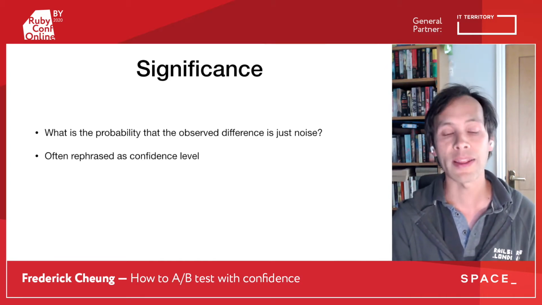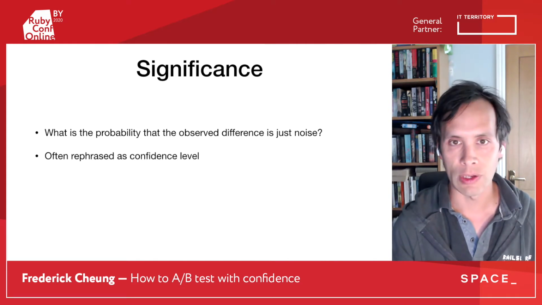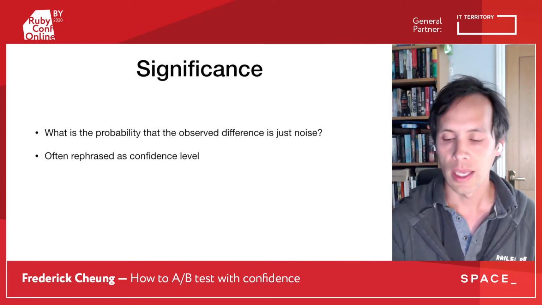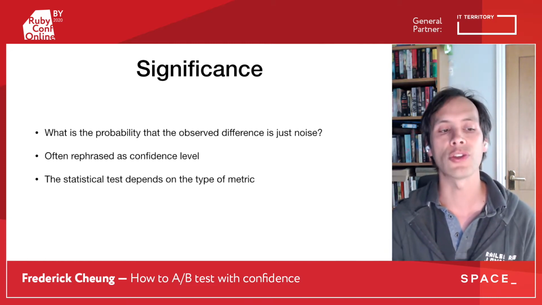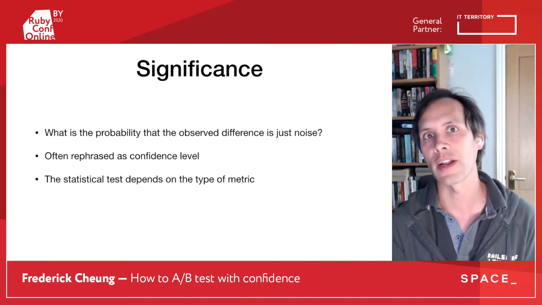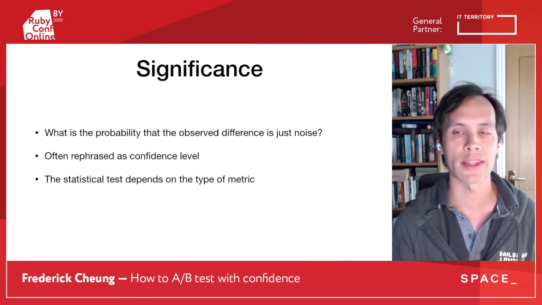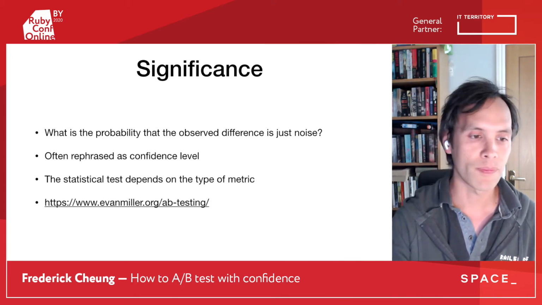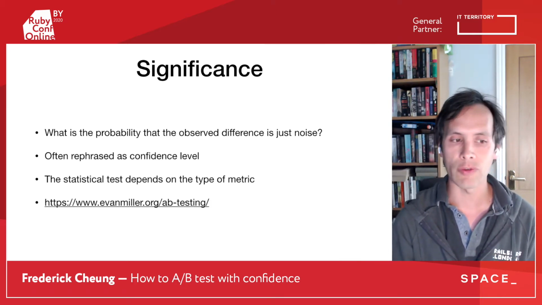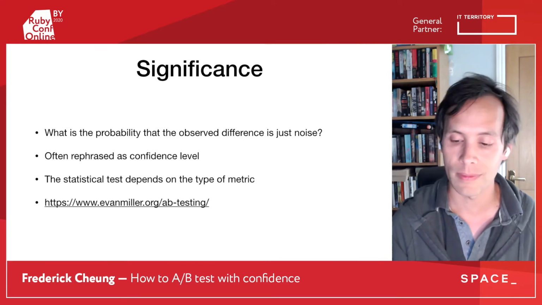So you have to do some maths to calculate that. I don't want to go too much into that detail today. There are a lot of online calculators for it. The key thing is the statistical test, so the computation you do on your data to get that significance value, depends on the type of metric. It's not the same for a conversion rate as it is for an average spend per customer, for example. This site here, evanmiller.org, has a lot of great resources for A/B testing, including several significance calculators.